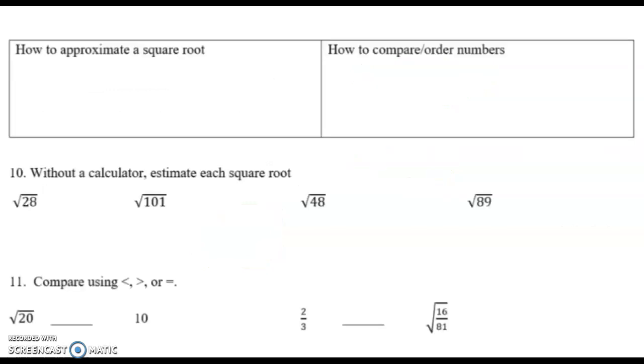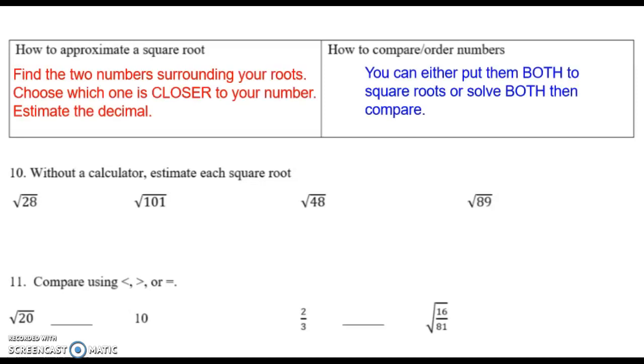Okay, now when we talk about approximating square roots, what I'd like you to do is find the numbers that are the closest. So we're going to write this down. When we are approximating square roots, we need to do 2 things. We need to find the 2 numbers surrounding your root, and you're going to choose which one is closer to your number. Then you're going to estimate the decimal. And so we're going to do that first.